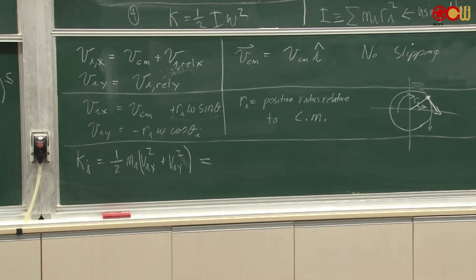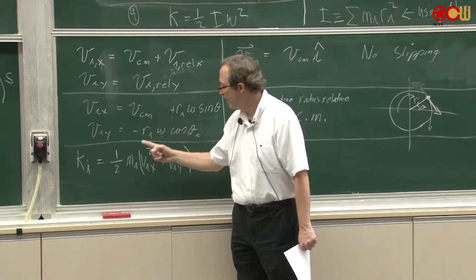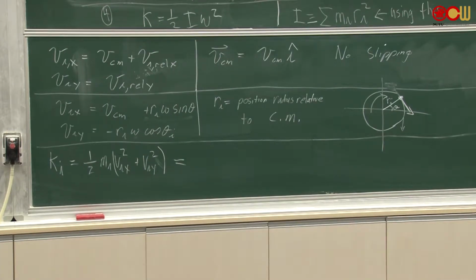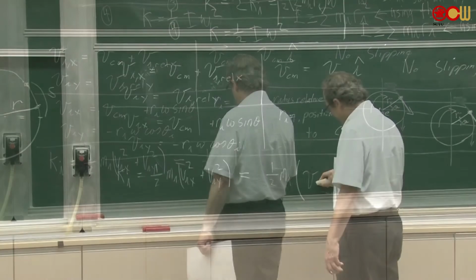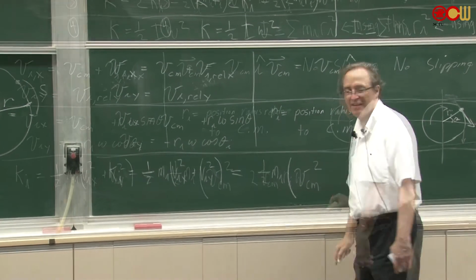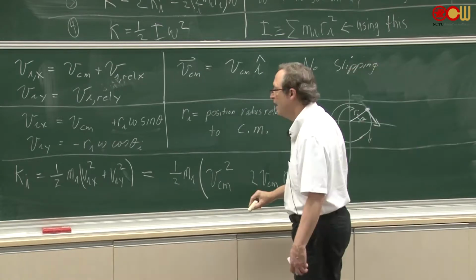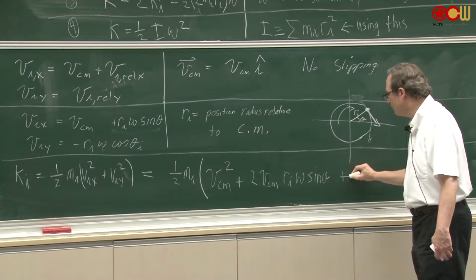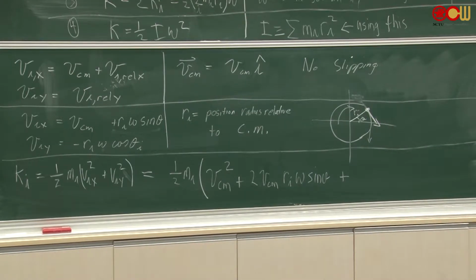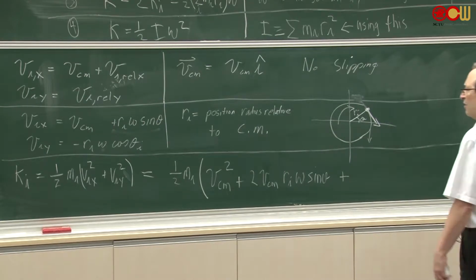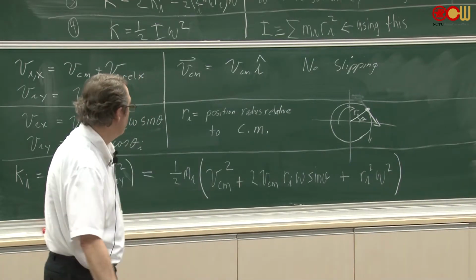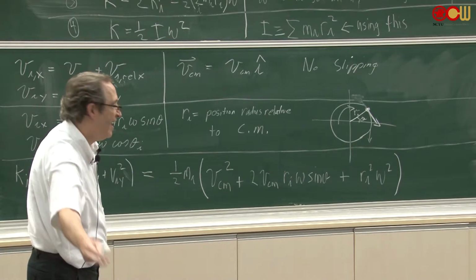So Vix has this plus that. You have to square that, and then you have to square that. 1/2 mi. That's the one that's good. And then what? Sine theta? And that's plus. And then there's actually only one more term, because sine squared plus cosine squared equals what? What does sine squared plus cosine squared equal? 1. So what's the last term? Times omega squared.